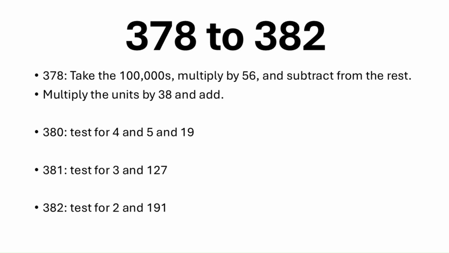379, take the 100,000s, multiply by 56, and subtract from the rest. Multiply the units by 38 and add. 380, test for 4 and 5 and 19. 381, test for 3 and 127. 382, test for 2 and 191.